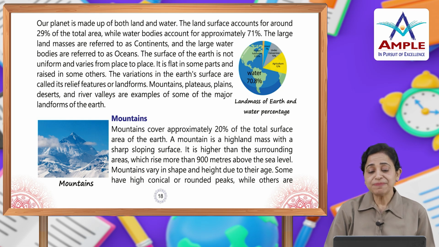It is flat in some parts and raised in some others. The variations in the earth's surface are called its relief features or landforms. Mountains, plateaus, plains, deserts and river valleys are examples of some of the major landforms of the earth.